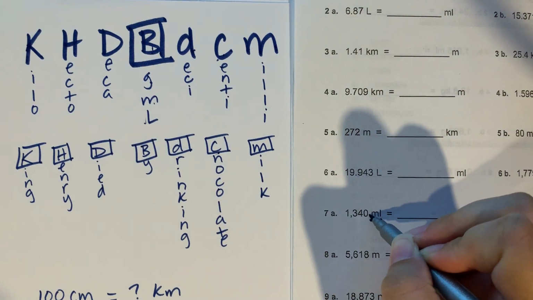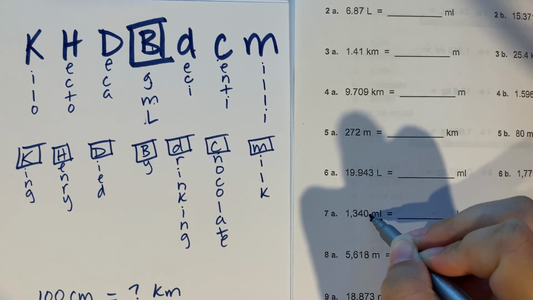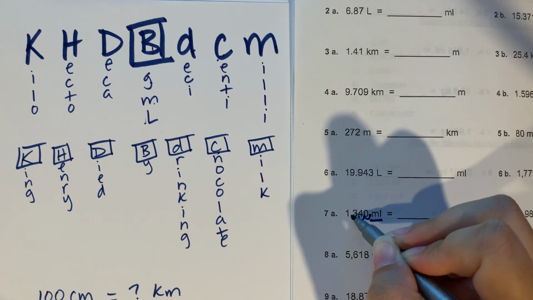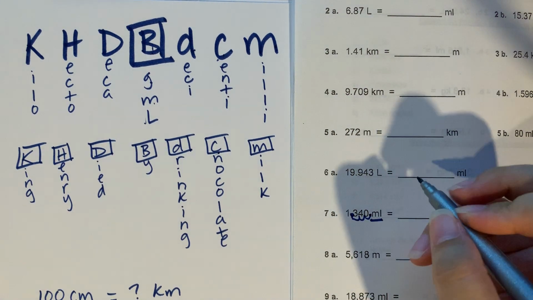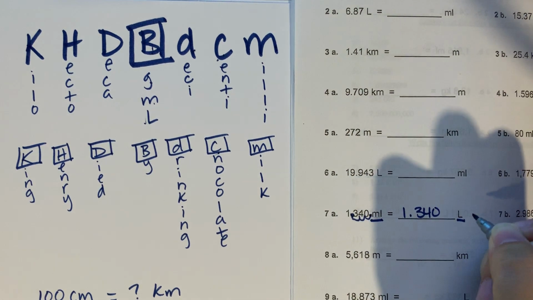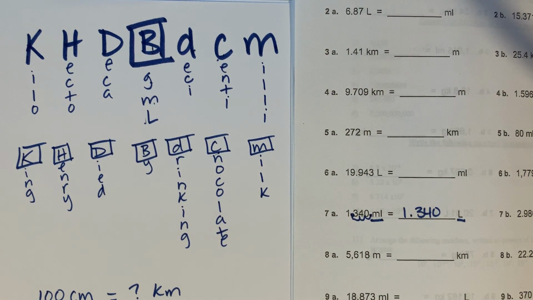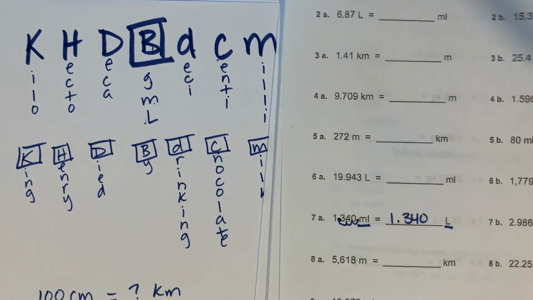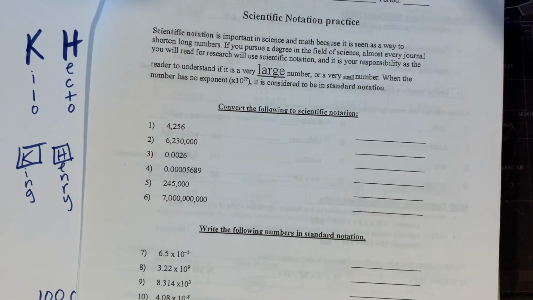So do the same thing. Place my decimal point. I'm gonna move it 1, 2, 3 times. So it's gonna be 1.340 liters. Okay? Alright. Your second one is still conversion. So you guys should have been able to do that all on your own. Okay?